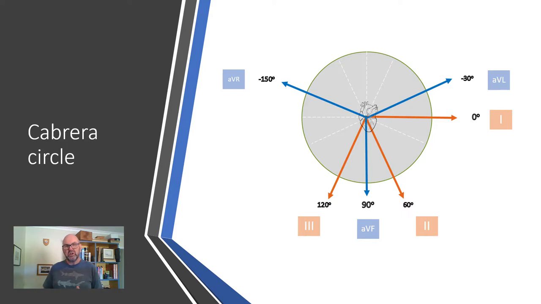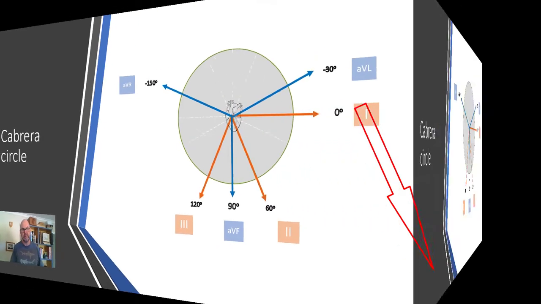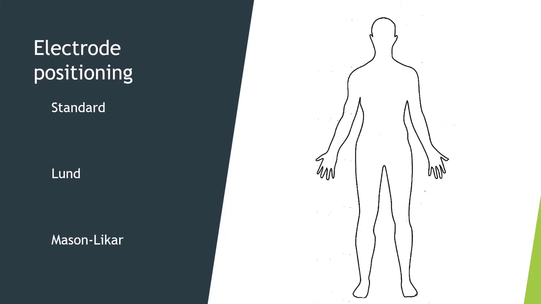I just wanted to show you this to reiterate that lead 2, this one that provides this angle of view at 60 degrees, is the one that looks down this long axis all the way through the heart. What is important for us to know, however, is where the electrode positioning has to be. And there's 3 options that you can use.